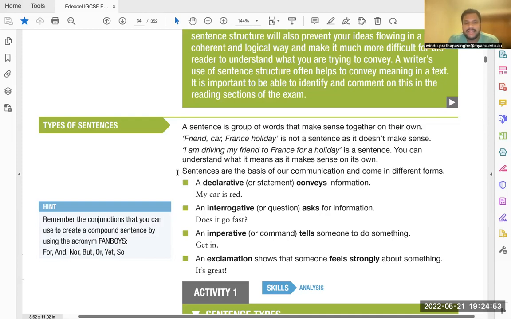Then the final type is an exclamatory sentence. And they are used to show that someone feels strongly about something. For example, it's great. It's great.